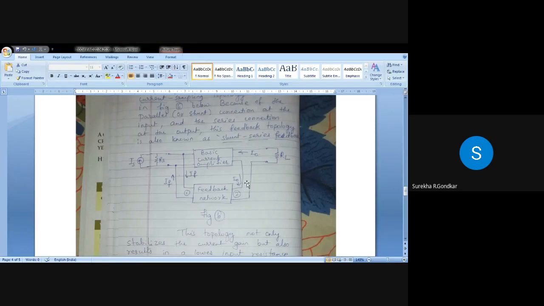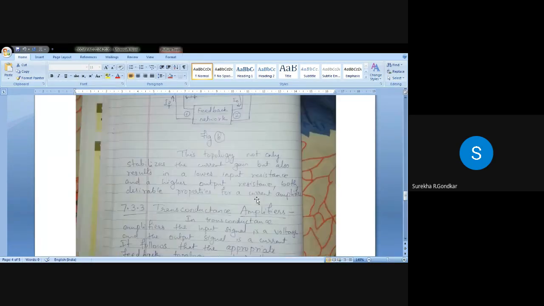So what is the advantage of this topology? It will stabilize the current gain. Not only that, for a current amplifier, we always require reduced input resistance and increased output resistance, and that will be achieved by using this negative feedback. That means negative feedback will reduce the input resistance for a current amplifier and increase the output resistance of this particular amplifier. So that is achieved by using this topology.